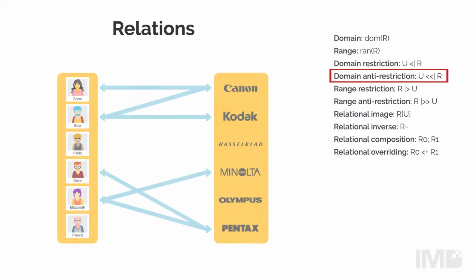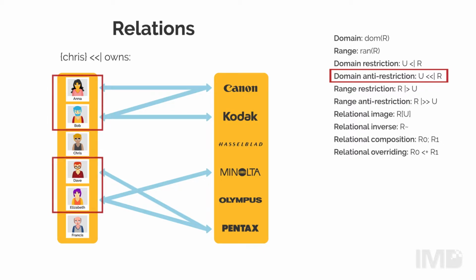In our example, we have that if we have the domain anti-restriction of the relation ons on the set Chris, we have the relations containing the pairs Anna Canon, Bobby Canon, Bobby Kodak, Dave Pentax, Elizabeth Minolta, and Elizabeth Pentax. Those are the pairs of the original relation ons, removing the pairs where Chris is the first element.